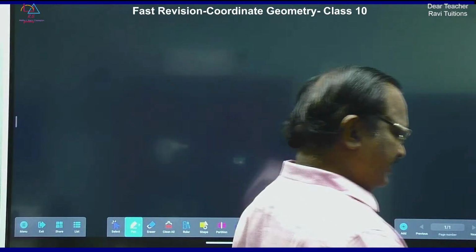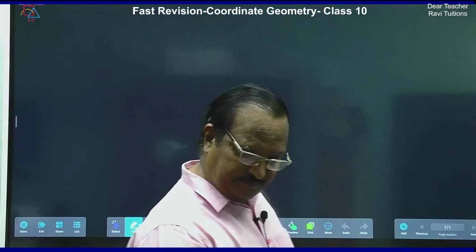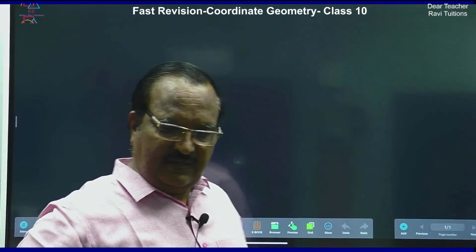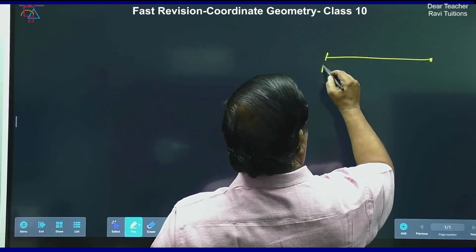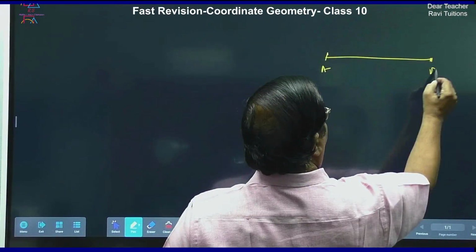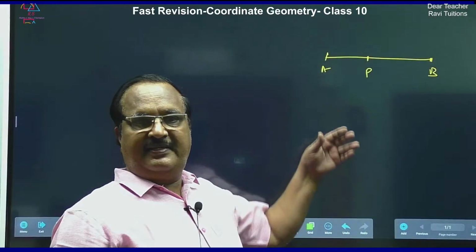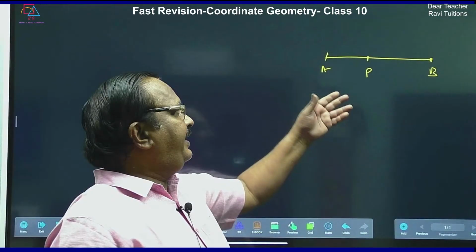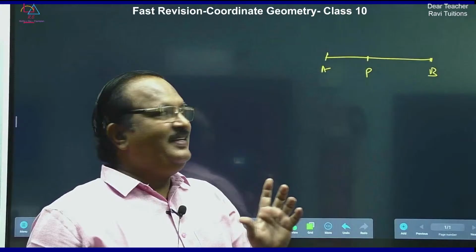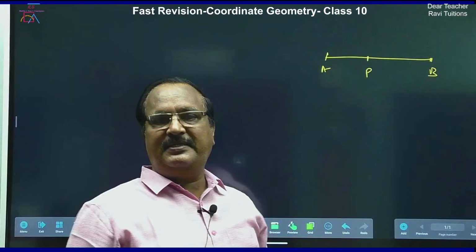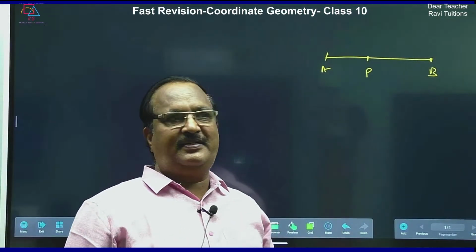Now, let me explain you section formula. Okay, what is a section? For example, there is a line segment AB. Now, P is a point on this AB, right? This P is making AB into two sections. Section is nothing but a part. Okay, so AP is one part and BP is one part. If AP, BP are equal, then P is the midpoint.